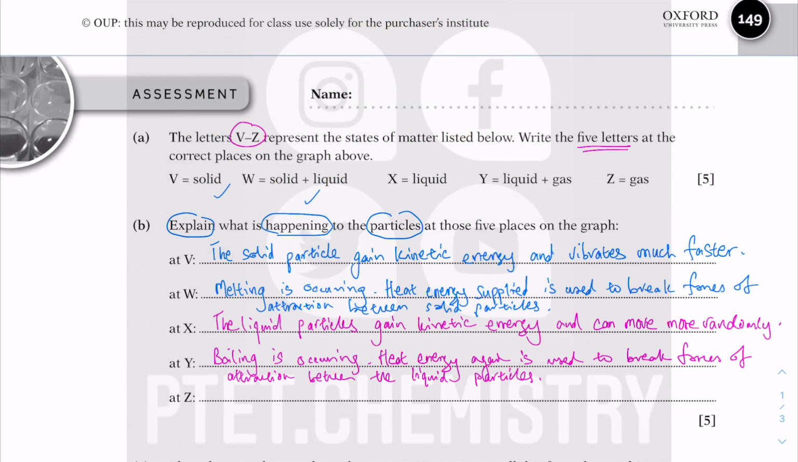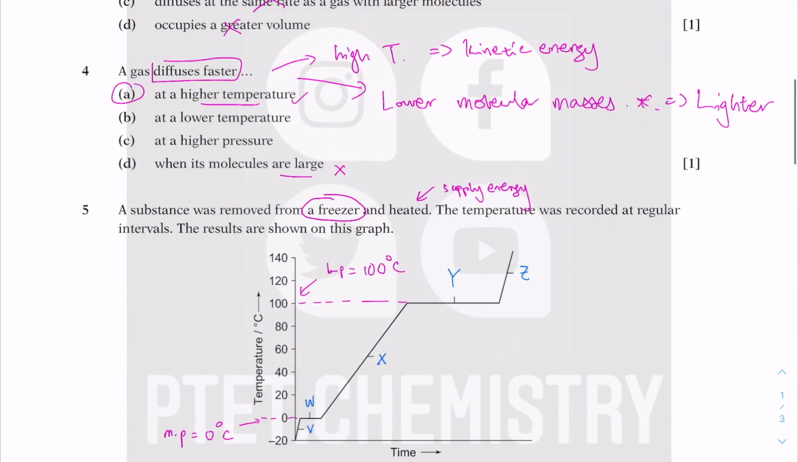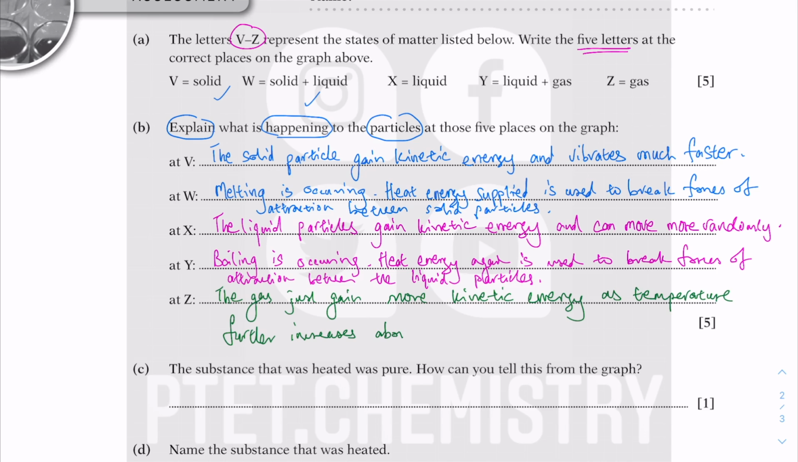And last but not least, you have the gas. So Z is already a gas. So what happened there is the gas just gains more kinetic energy as temperature further increases. Above the boiling point, it's already a gas, it doesn't turn into something else again, alright?